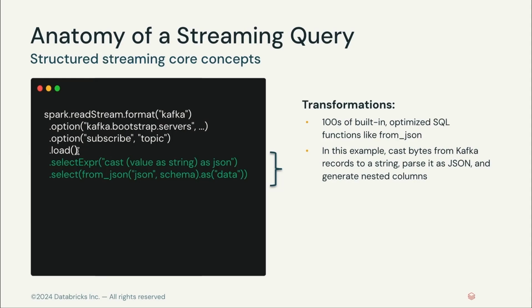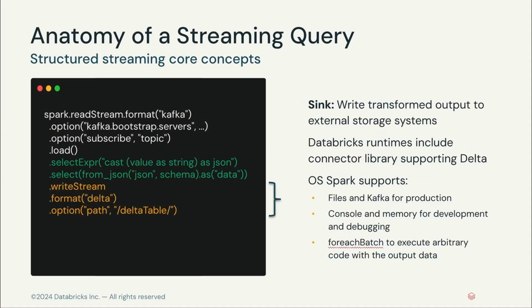So we've read data from the table, we've called load, and now we can say, let's take our value column and cast it as a string, and then cast that as JSON, right? Let's take our JSON, apply a specific schema, and unpack that JSON using that schema, and we'll just call that column data. So it's just that easy to chain these calls together. We load the data, we apply transformations, and of course next, we can write to a specific sink, right?